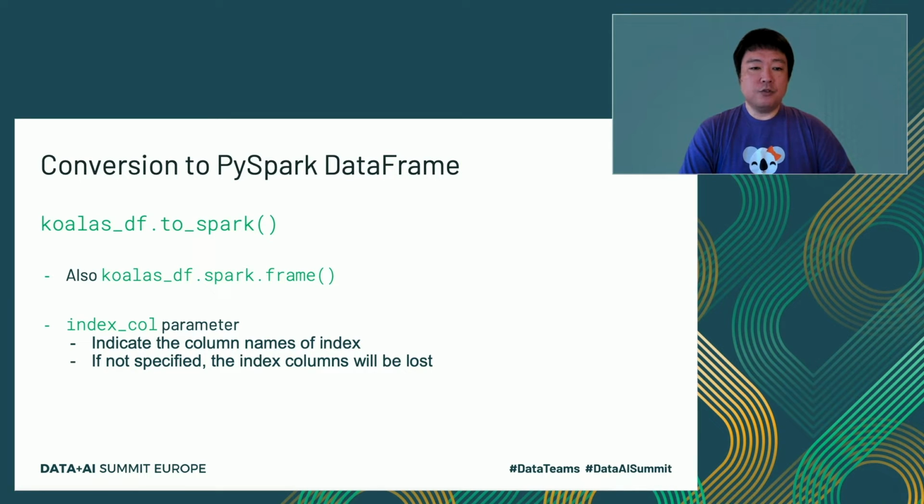Also, let's see how to convert Koalas DataFrame back to PySpark DataFrame. Koalas DataFrame has two Spark functions, and also it takes index_col parameter. Without the parameter, the converted PySpark DataFrame doesn't include the index columns. If you specify the parameter, the string will be used as the column name. If there are multiple columns used as index, you have to specify the same length of string list.